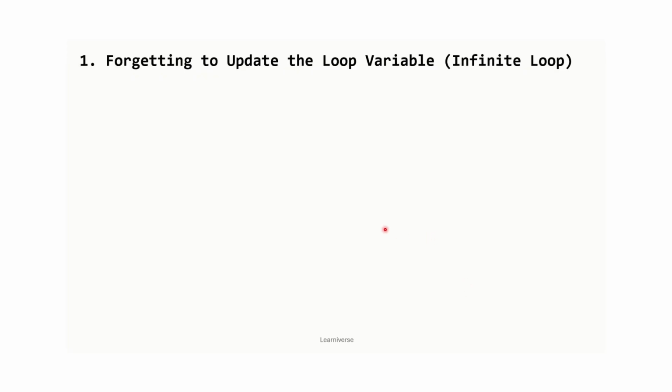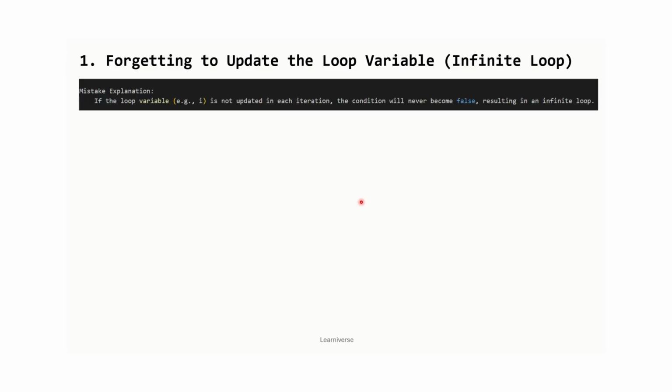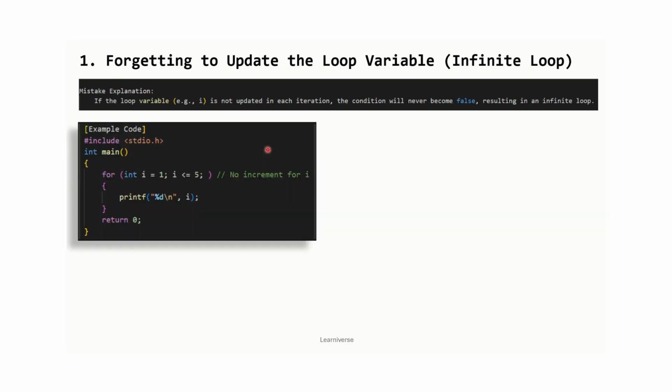Suppose we forget to update the loop variable, it may end up in an infinite loop. For example, if the loop variable, that is nothing but i, is not updated in each iteration, the condition will never become false, which will result in an infinite loop. Let's understand with the code example. Here you can see we have initialized the value to 1 and we have the condition as well, but there is no increment section here for variable i.